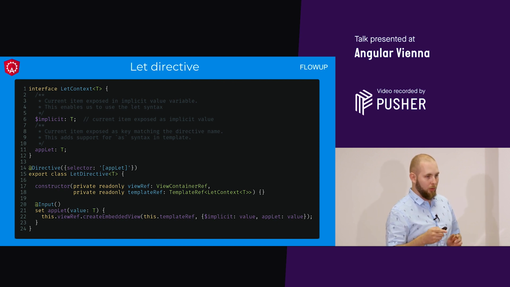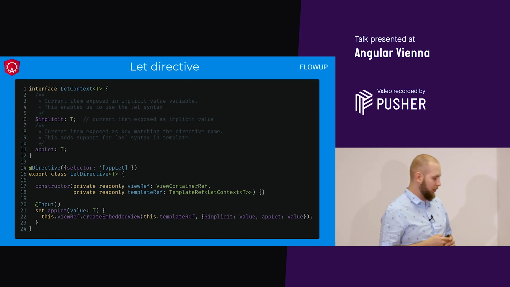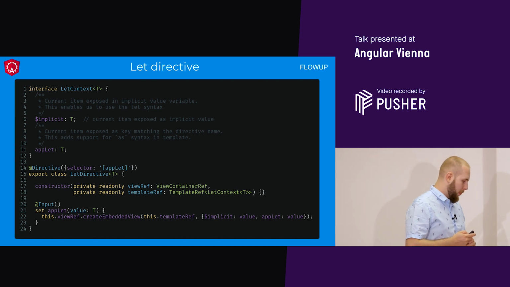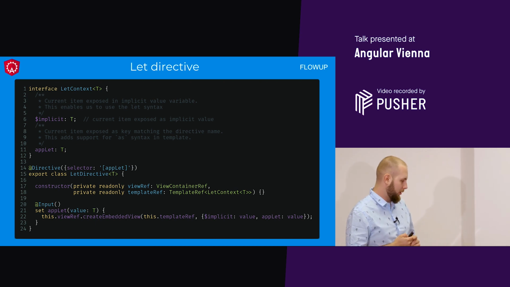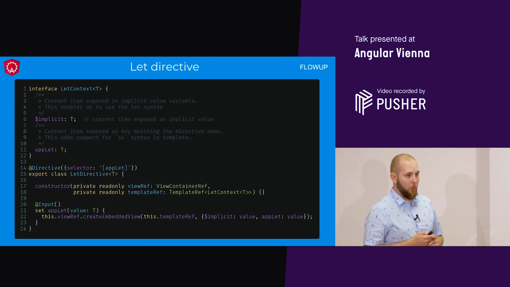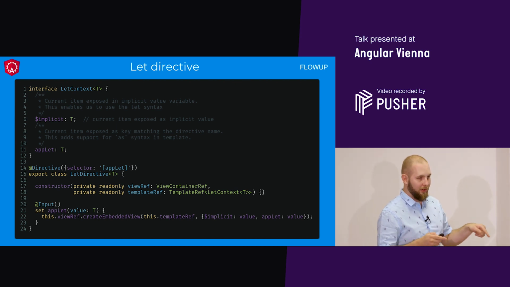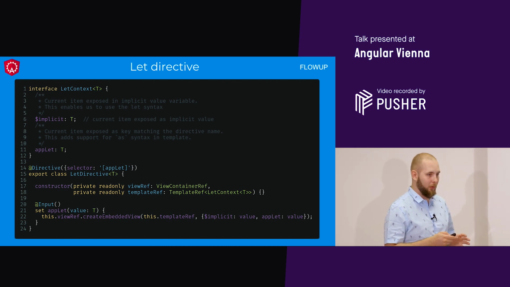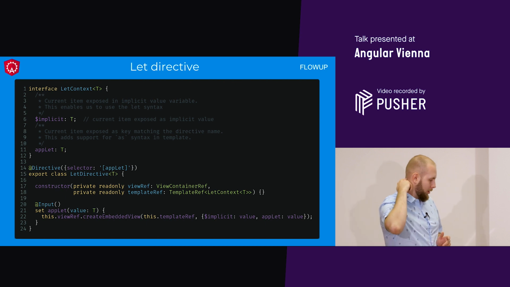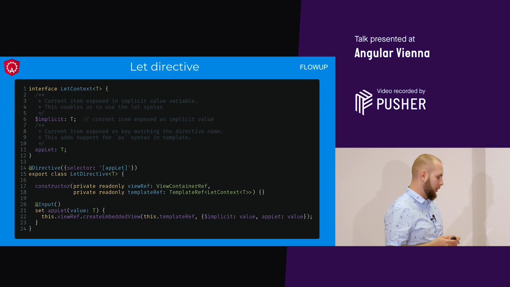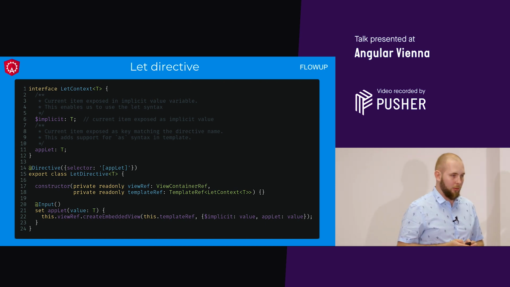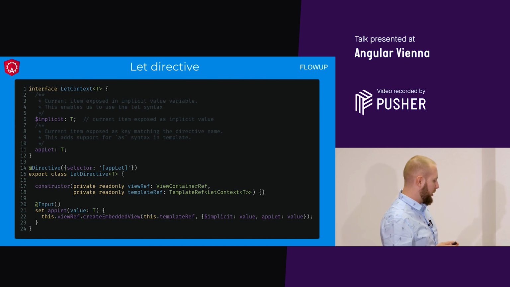if we do it in the template, it will know that we are using the inside directive variable. So inside the directive, there is an input, applet. It's set input only, and it's for setting the internal value of the view reference. We get a value in parameters, and this value will be set to the applet or implicit value that's described in the let context.